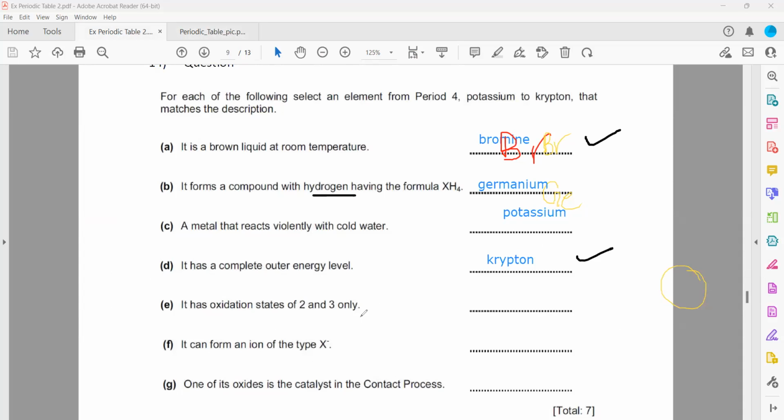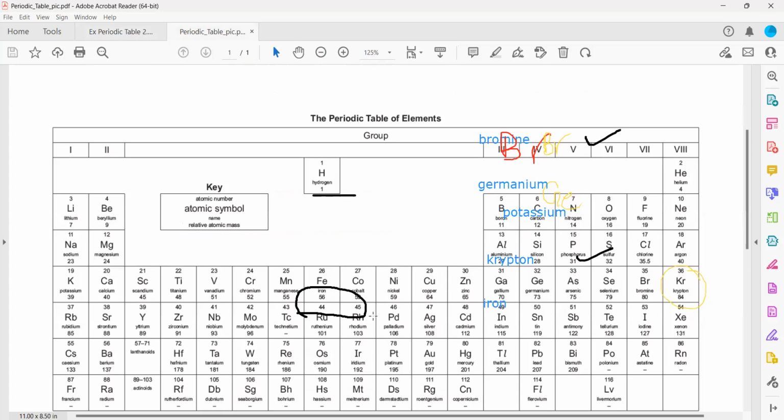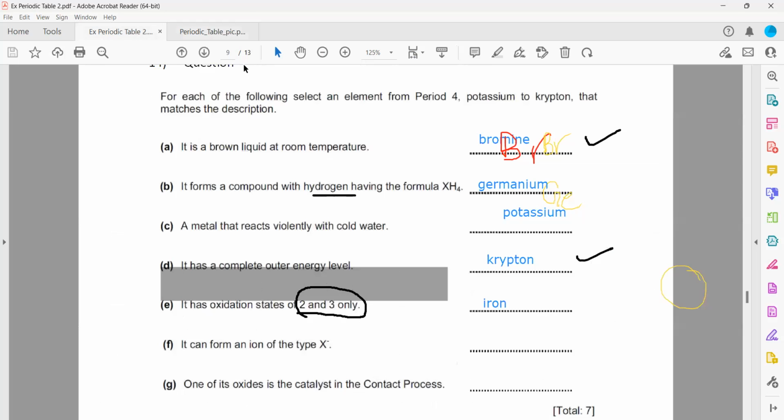Oxidation state 2 and 3 means variable oxidation number. So you can select any element in this region because these are transition elements of period 4. Zinc and scandium are not categorized as transition. You will learn that in A levels, not in O levels. So you can select any element from this. Normally iron is having +2 and +3. So iron is the most accurate one, but you can select any other element.